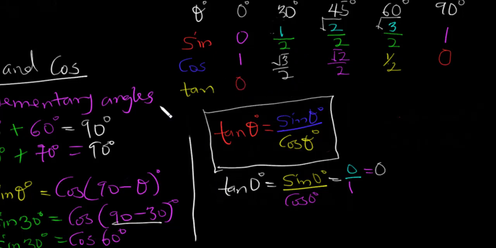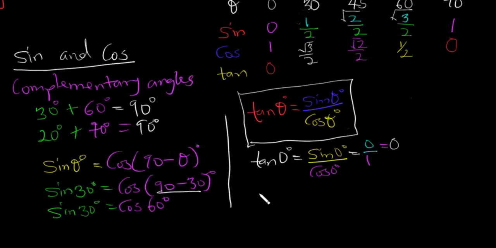Alright, let's go to tan 30 degrees. Now, tan 30 degrees can also be expressed as sine 30 degrees divided by cos 30 degrees. And sine 30 degrees is half. So half divided by cos 30 degrees, and that is root 3 over 2.